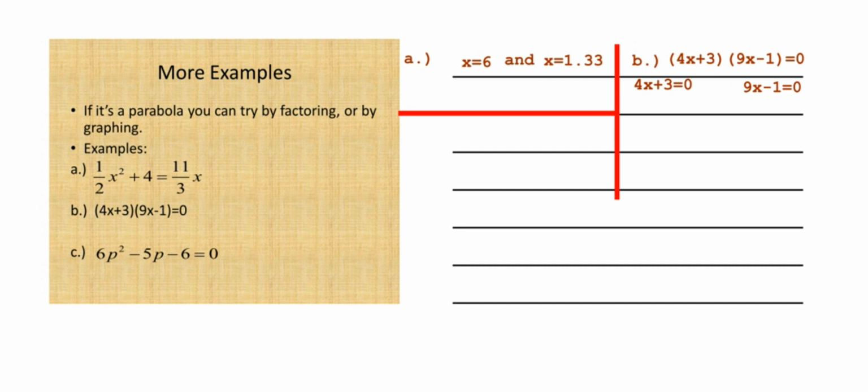So now solving. Let's solve for one of those, the 4x, so minus 3 on both sides. That gives us 4x equals negative 3, divided by 4. And it gives us that x equals negative 3/4. Hooray, we found one of those answers.